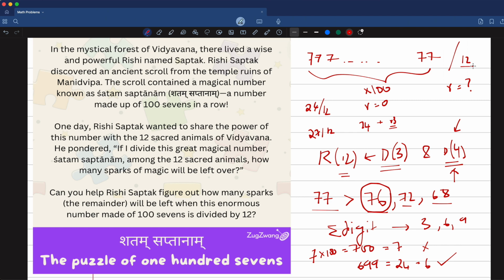So in other words, the number arrived at by taking the magical number, the Shatam Saptanam, and reducing just 1 from it, so it's like 99 sevens followed by a 6, is actually divisible by 12. Which means the magical number in hand, the 100 sevens, is going to have a remainder of 1 if you were to divide it by 12.